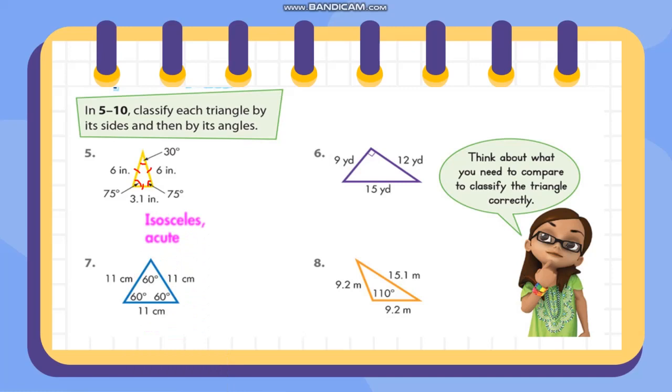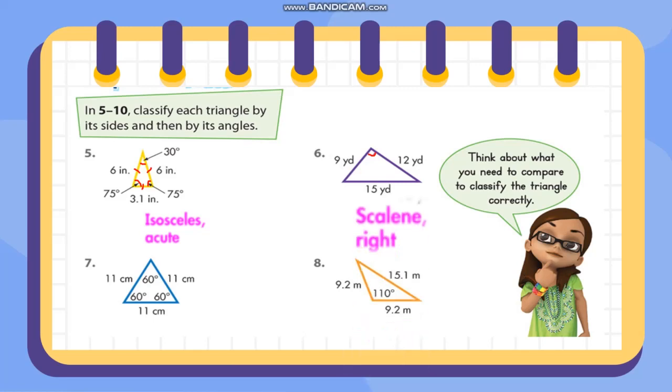Number 6. By its side, we have 9, 12, and 15, so no sides are equal. If no sides are equal, that is what we call a scalene triangle. Now, by its angle, you see this square corner, so that is considered a right triangle. Okay, so the answer is scalene right triangle.